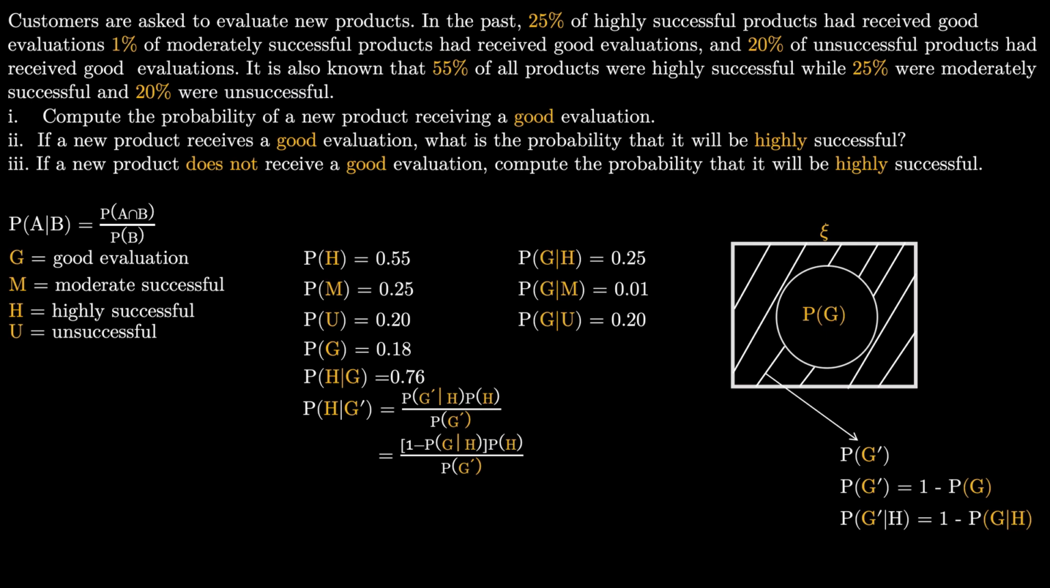So now we have everything that we need. It's just a matter of plugging in the values. So remember I said P(G complement) is the same as saying 1 minus P(G), and we have P(G). So now let's plug in our values, right? So if we plug in our values, we're going to get our answer as 0.50.